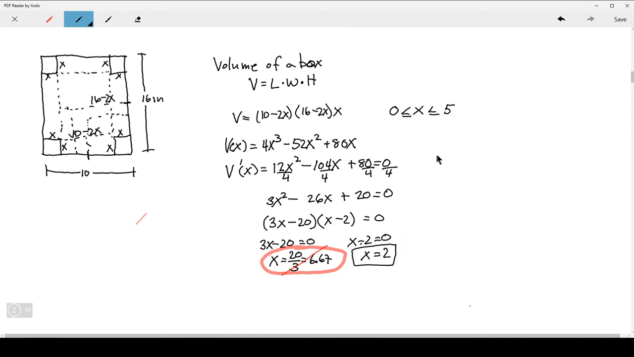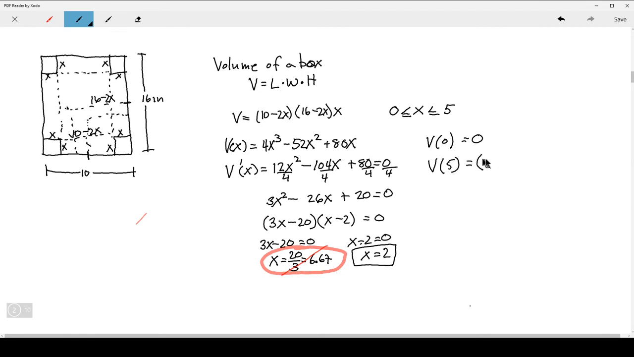Now I just have to check, just in case. But we already know, because of the way we set up the constraints, that if x is 0 or x is 5, we don't have a box. So x is 0 is going to give me 0. X is 5 is going to give me something that's not optimal. Oh no, it's V, not f. So V of 0 is 0. That we know for certain. V of 5, well, let's see what happens.